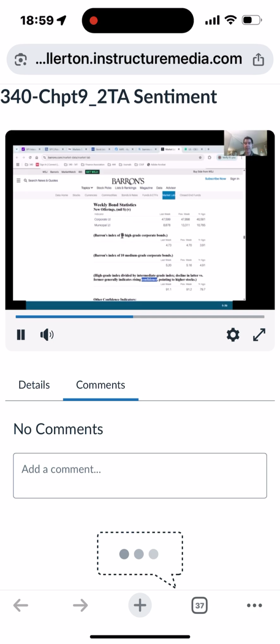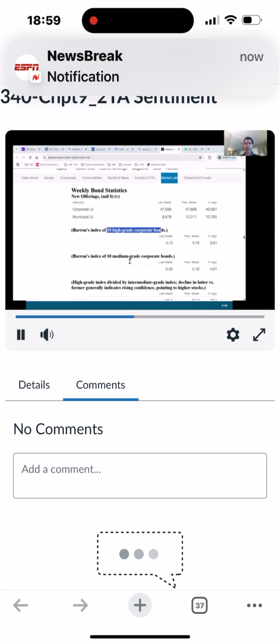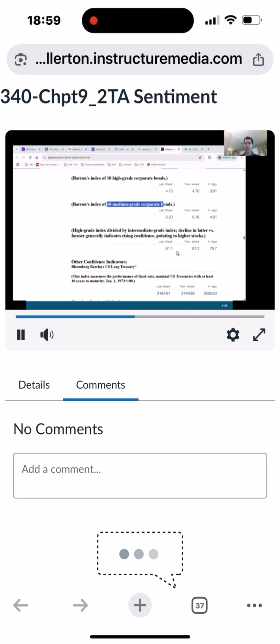So they have their high-rated corporate bonds right there, and then they have the medium or the intermediate. They're telling you that, and here's the ratio. And they show you this ratio. Last week, 91. The previous week was about the same. A year ago, 79. What we would look at here is that the fact that this has gone up would say, hey, investors are more confident in the economy. That's a good sign. If we had seen it go down, we would say, hey, they're less confident. That's a bad sign. Okay?